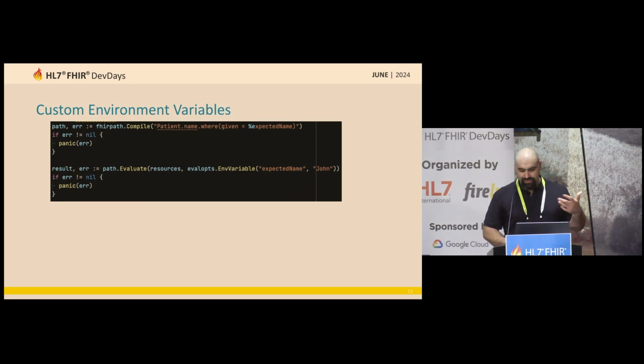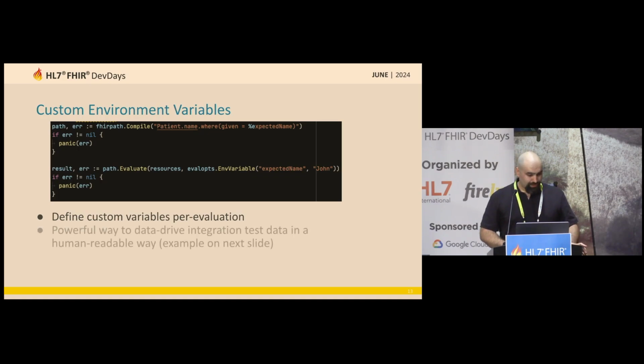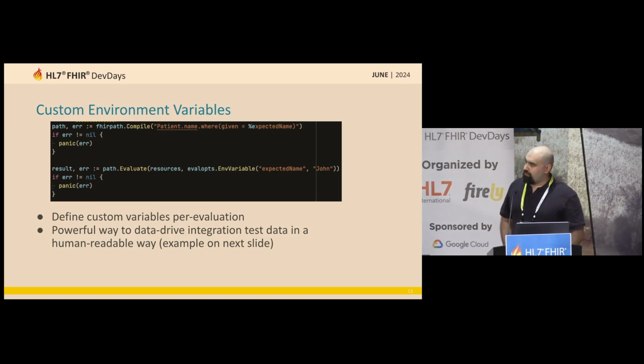So custom environment variables, again, similar idea. You can define custom variables per evaluation. This is really useful because you can also use this to provide additional data throughout the entire thing. You can data drive test data in human readable ways. So this is really useful if you want it for something like event filtering. This is actually a real live example of what we do within Verily. With evaluation of environment variables, you can say that an event resource, if you're trying to use this as a filter on updates for, say, you want to read an event from Firestore. So this is a really cool and simple approach that you can follow.